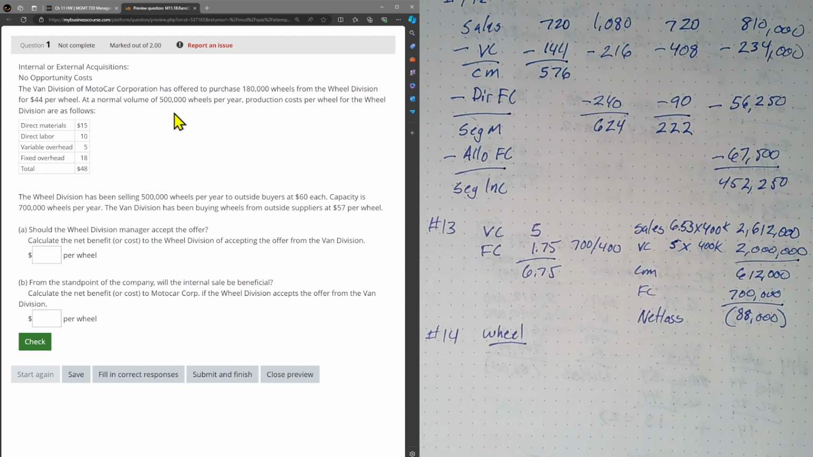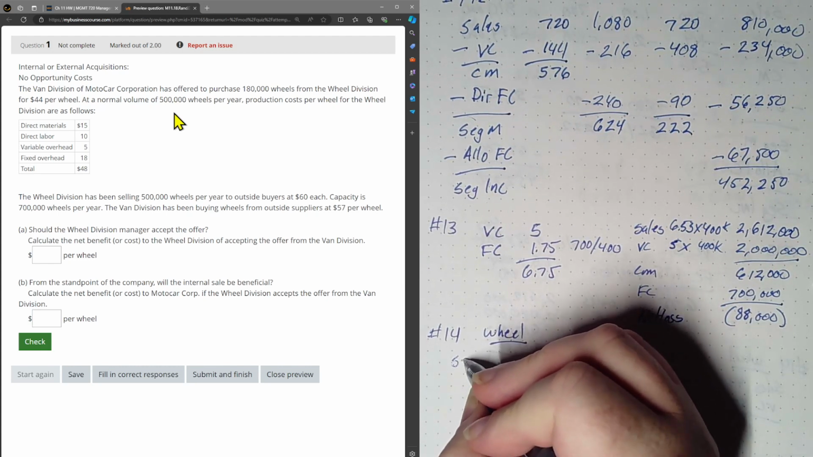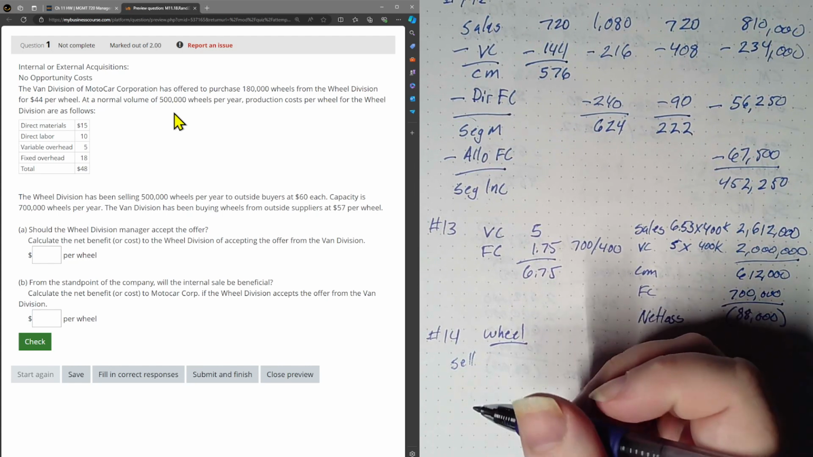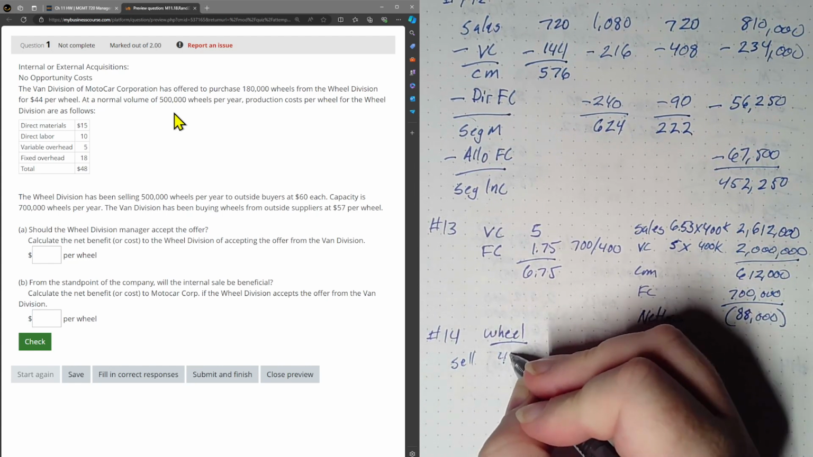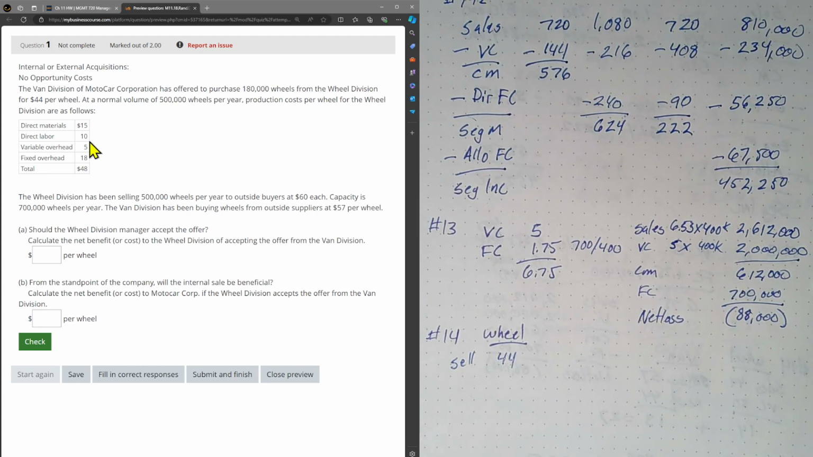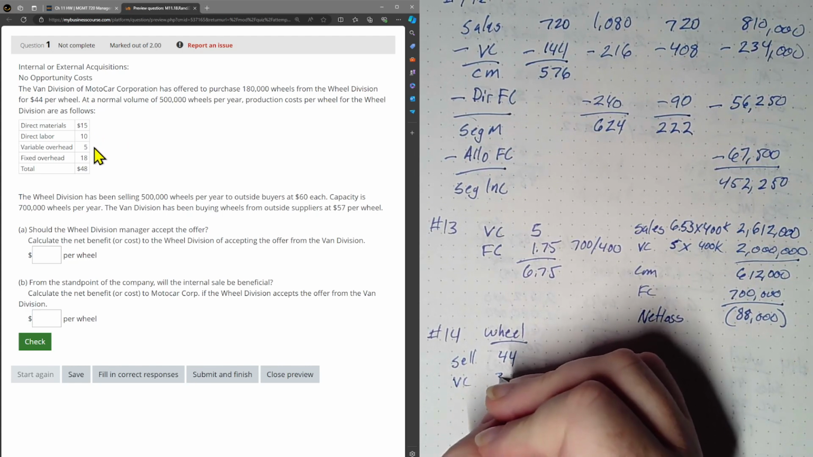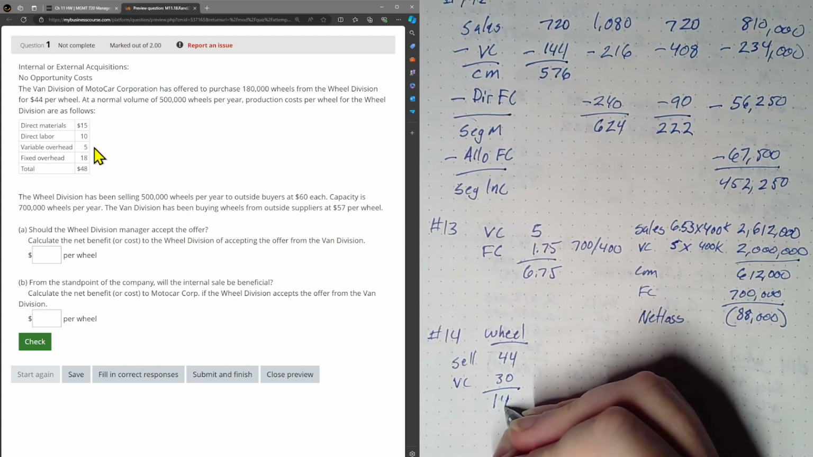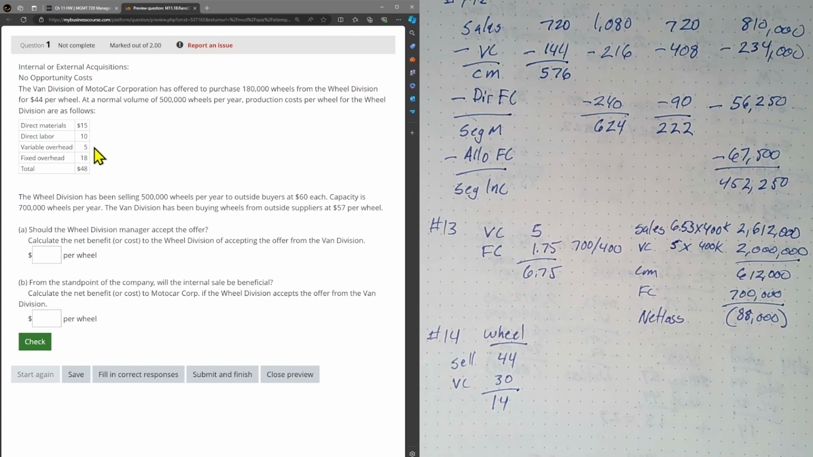So the fixed overhead is already covered by the normal volume of 500,000. In other words, we're sticking the fixed costs to our external customers, but because this internal customer is adding on top of our volume and we still have capacity, we're not charging them. We're not spreading the fixed costs over to them. We're just going to charge them the variable cost to make the additional items. So what they're proposing is the sell price, or the purchase price, which from the wheel division's view is the sell price of 44. And if we look at our variable costs, it's 15 plus 10, 25 plus 5 is 30. So our variable costs are 30. So therefore, as long as the wheel division has excess capacity, it will make $14 per wheel on this.